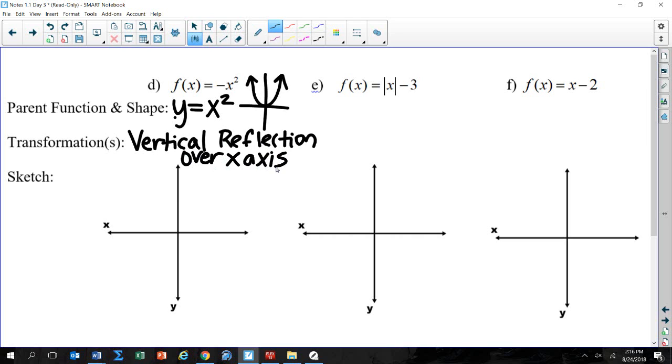So anytime I'm vertically reflecting something, it's just going to go from opening up to now opening down. Okay, so the vertex is going to stay the same. It's going to open down like this. So this is my point 0, 0 there.